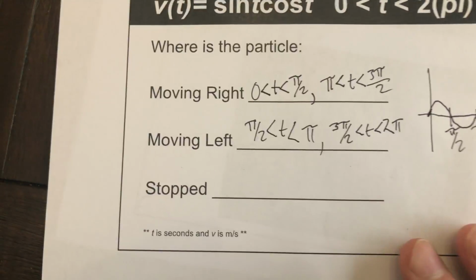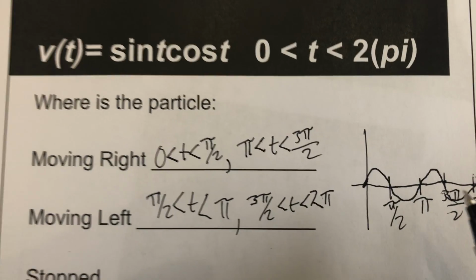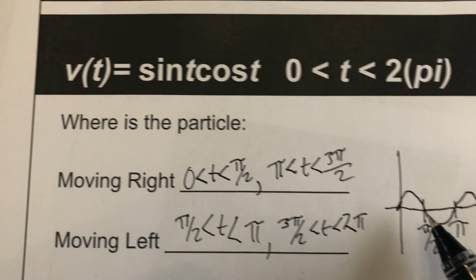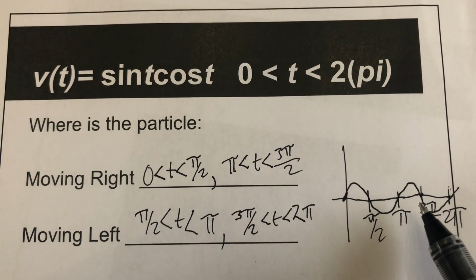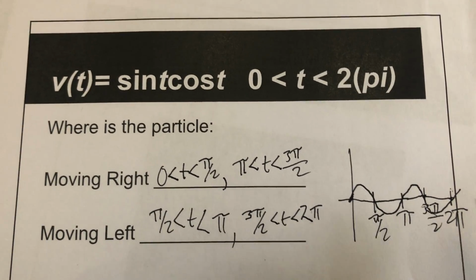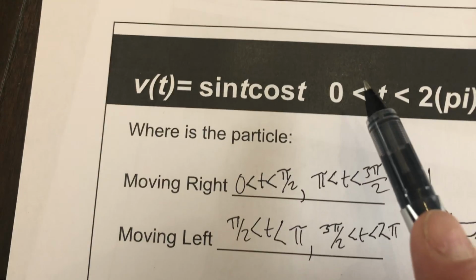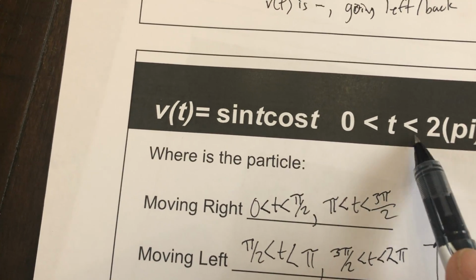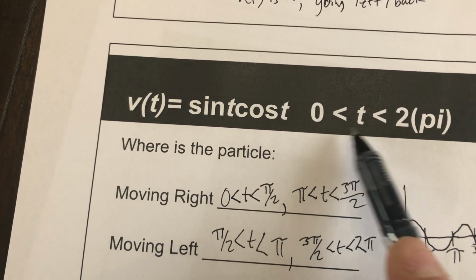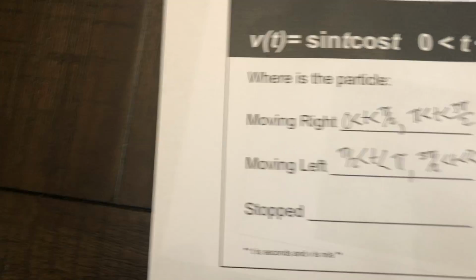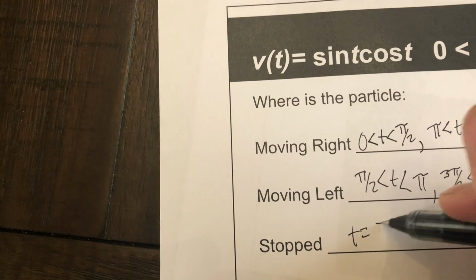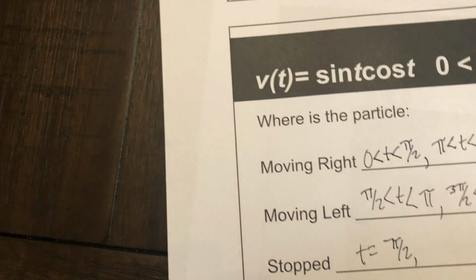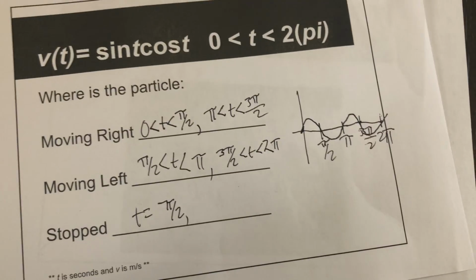Last question on this slide is, where is this particle stopped? That's any time where it's crossing the axis. So we don't even have to use our calculator on this one. We can kind of see it's at pi over 2, pi, 3 pi over 2. I'm not going to say 0 and I'm not going to say 2 pi because if you look, this is non-inclusive on our graph. So the 3 points during our interval where it stopped are t equals pi over 2, pi, and then 3 pi over 2.